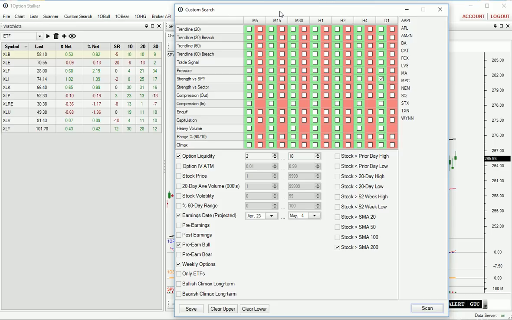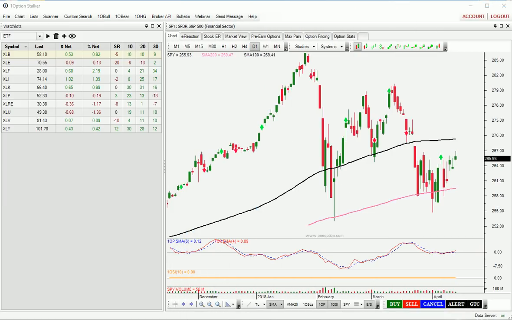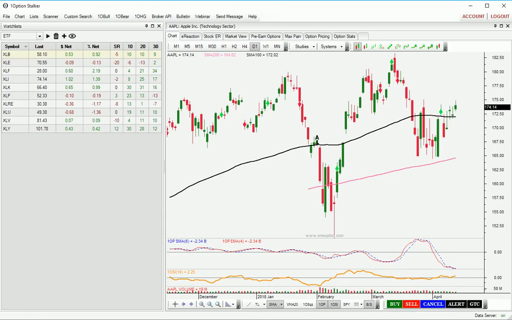I'm going to move this off screen and I'm going to double click each one of these symbols to try and find my spread. First on the list was Apple. Really nice setup. Got the 100-day moving average right here. We have our pressure indicator very, very negative and the stock being able to move higher on a bullish buy signal right here. This is what I call the holy grail right here.